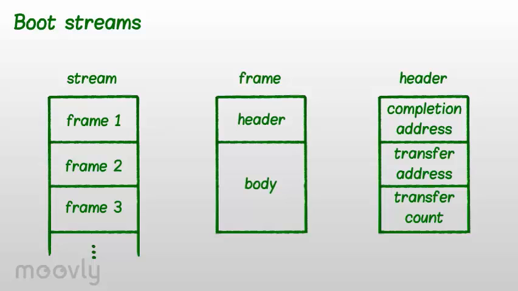The last word of frame header is transfer count. This is the number of words in the body. If the count is 0, then there is no frame body and the execution continues at the completion address directly.